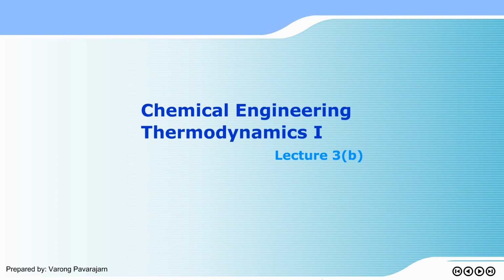Hi, this is a lecture series for chemical engineering thermodynamics, and at this point we are at lecture 3B. Just for the recap, for lecture 3A, I mentioned the behavior regarding the relationship between three variables: pressure, temperature, and volume. And in lecture 3A, I showed you the diagram and described the behavior under different regions in the diagram.